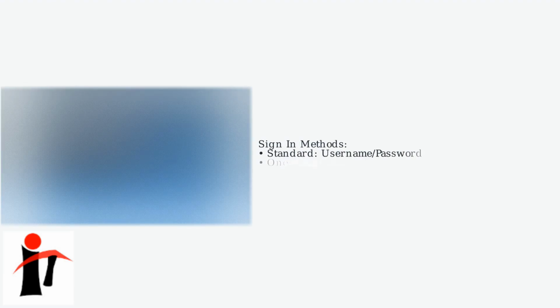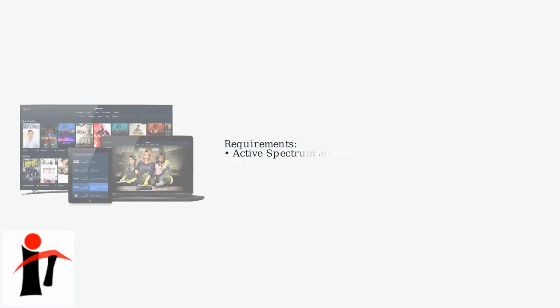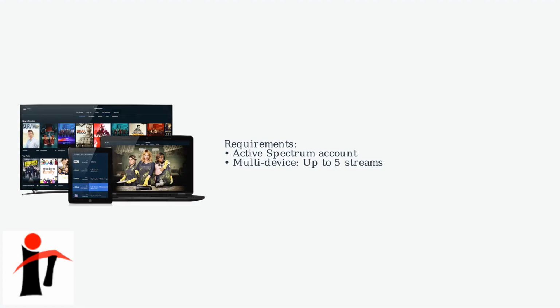Once the Spectrum TV app is installed, launch it to sign in. You can use the standard login with your Spectrum username or email and password. An active Spectrum account with TV or internet service is required. The app supports multi-device streaming with up to 5 simultaneous streams depending on your plan.